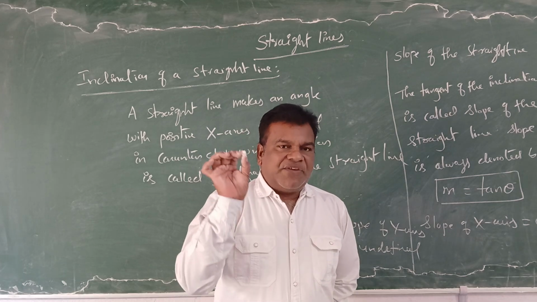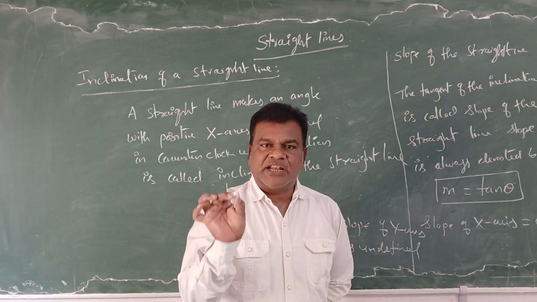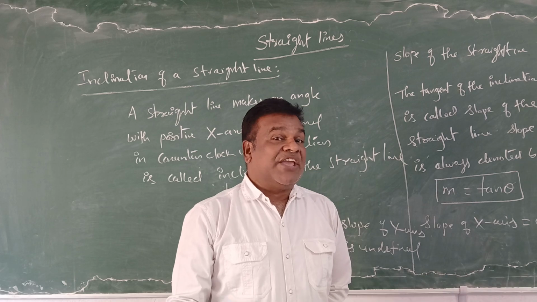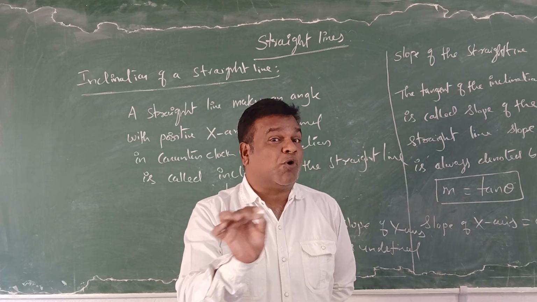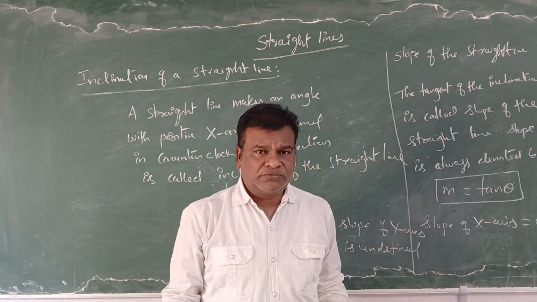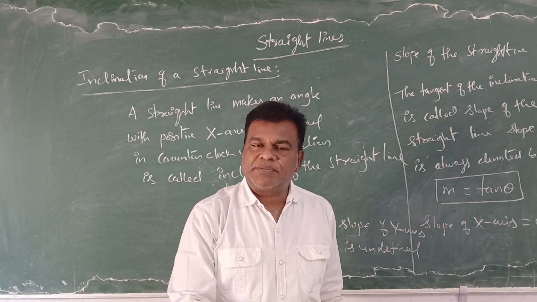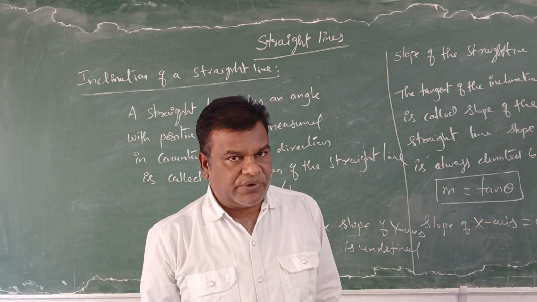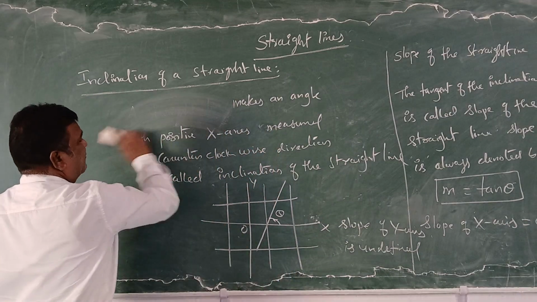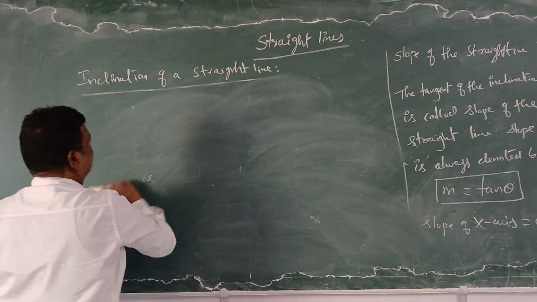Okay, so every straight line has its own slope. Every horizontal line's slope is 0. Every vertical line's slope is undefined. Every inclined line's slope may be positive or negative. Why? Because in the first quadrant tan theta is positive, and in the second quadrant tan theta is negative. Slope may be sometimes positive and sometimes negative. Now we will go through the slope of a straight line passing through two distinct points.